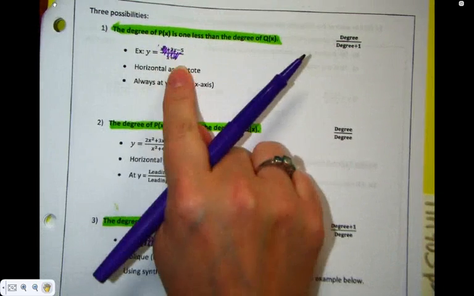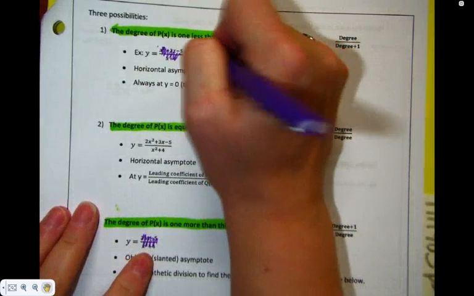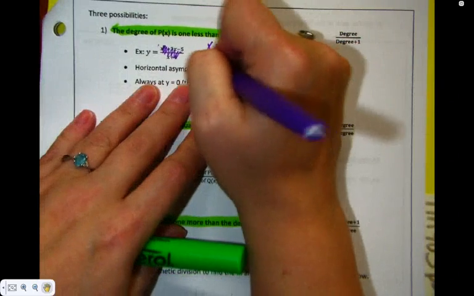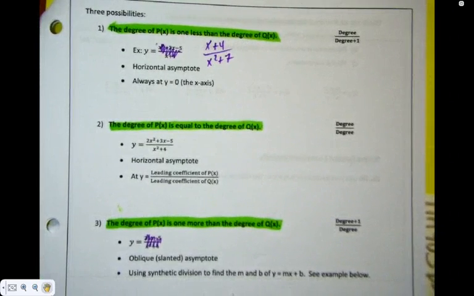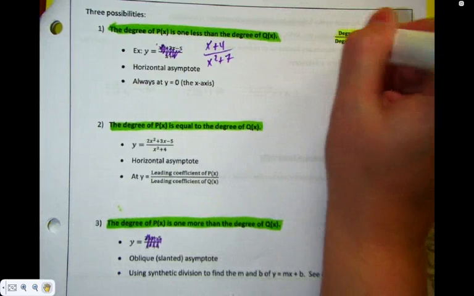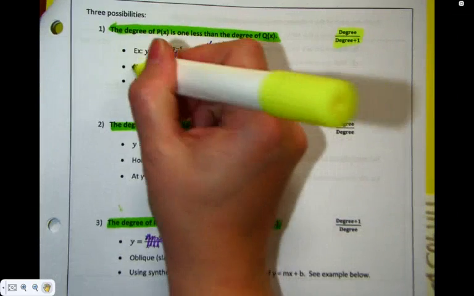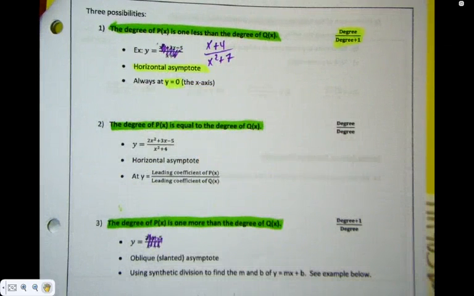So what situation 1 means is that the degree on the bottom is 1 more than the degree on the top. So an example, we could have a linear function on the top, x plus 4, totally making that up. And then we would have a polynomial on the bottom, x squared plus 7. That's situation number 1. I call this degree over degree plus 1. That's how I remember it in my head. If it's that situation, it's a horizontal asymptote. And it's always going to be at y equals 0, which is the x-axis. So these are the ones you met last year. You just didn't know it.